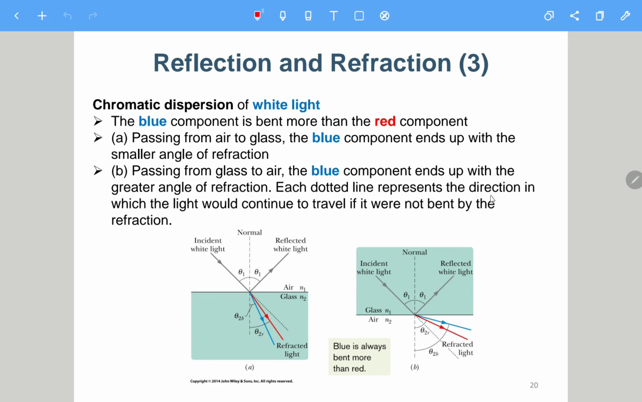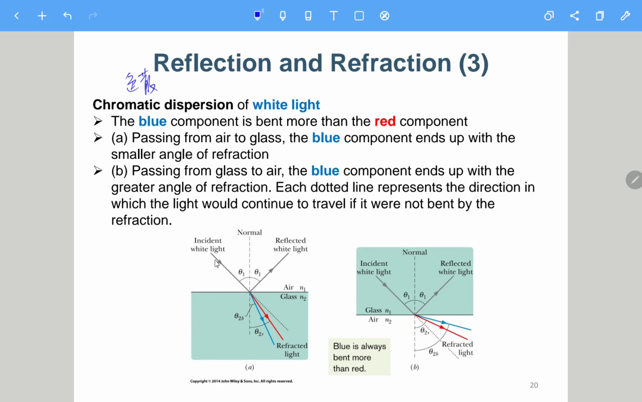Okay, so this slide also talks about chromatic dispersion. Dispersion in Chinese is called 色散. Chromatic dispersion of white light: white light includes the different spectrum of the visible light, and the blue component is bent more than the red component.